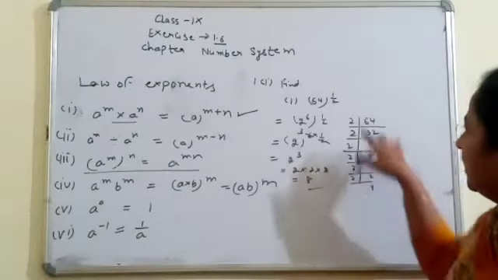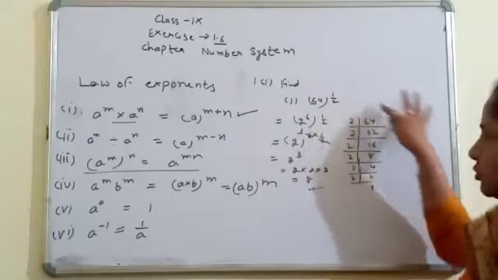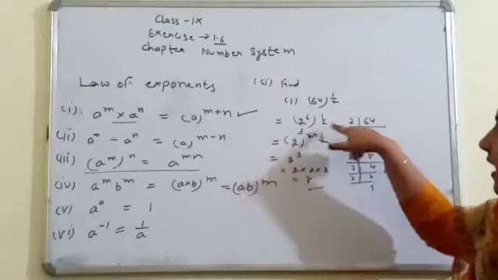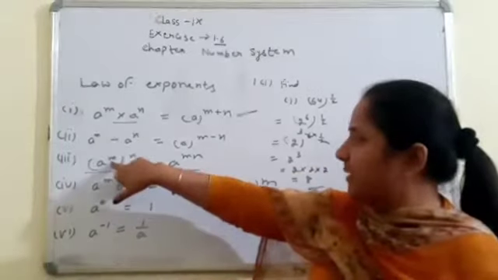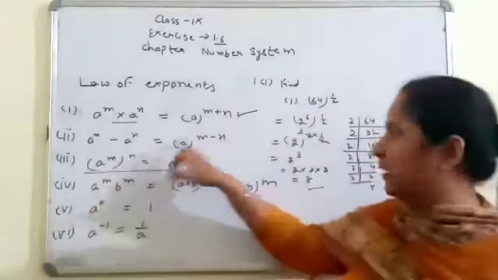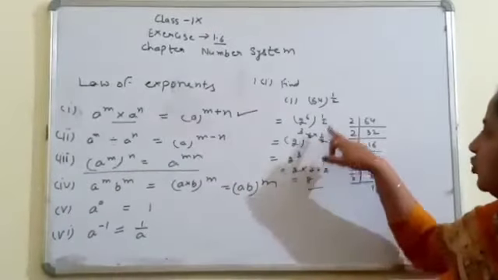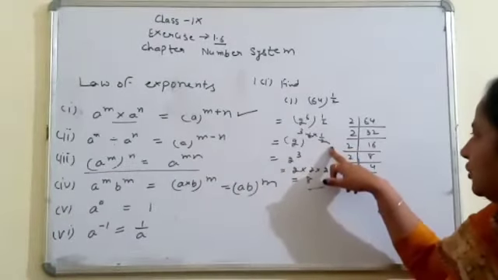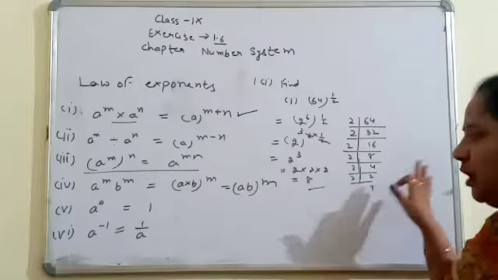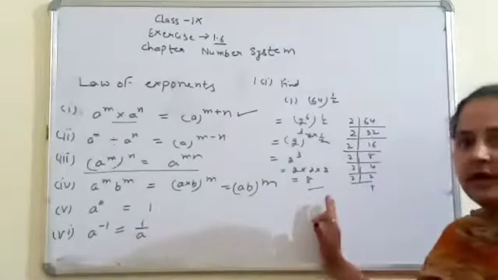Again I am repeating: 64 raised to power 1 by 2. Take the LCM of 64. This is 2 power 6, and when a base has two powers, two exponents, then we can multiply them. So power 6 is multiplied by the power 1 by 2. 6 is cancelled by 2, 2 raised to power 3. Now 2 up to 3 times becomes 8.